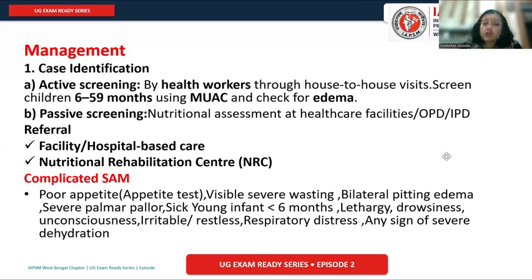If there is visible wasting, bilateral pitting edema, severe palmar pallor, a sick newborn less than 6 months, lethargy in the child, drowsiness, unconsciousness, or any complication, we have to be very cautious, because the mortality rate is quite high, and we need to refer them to facility or hospital-based care.